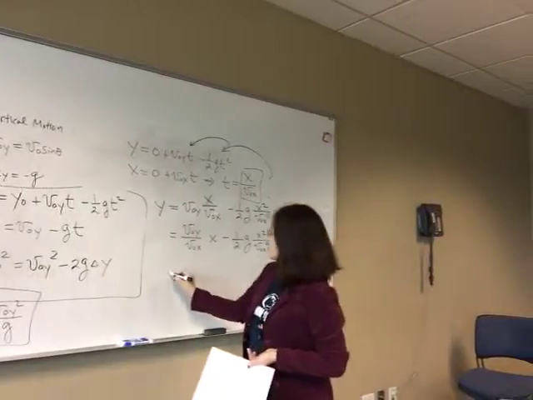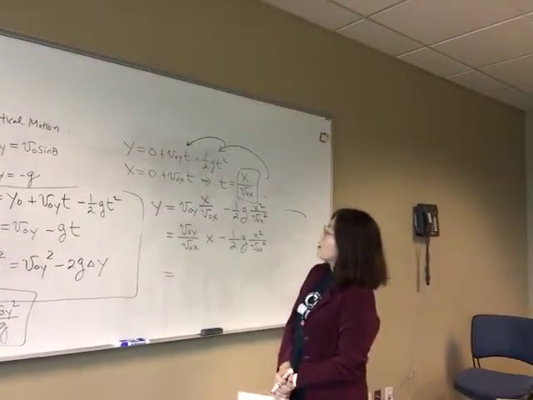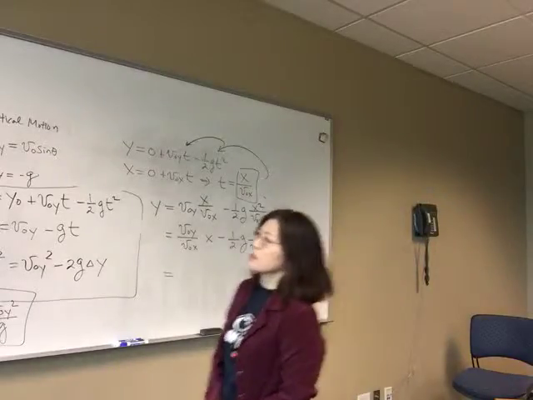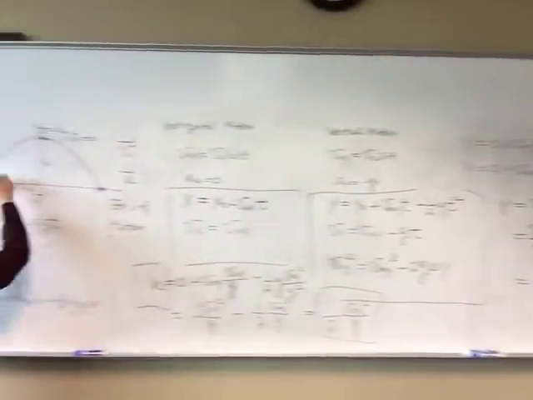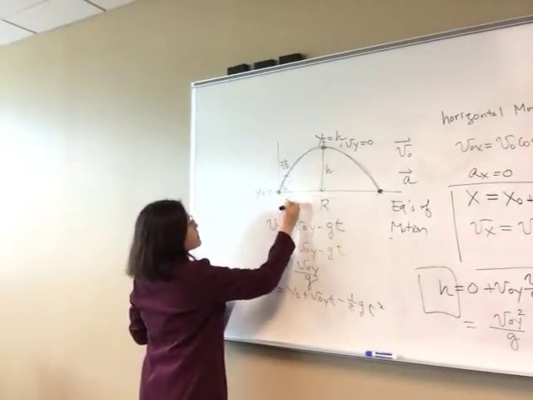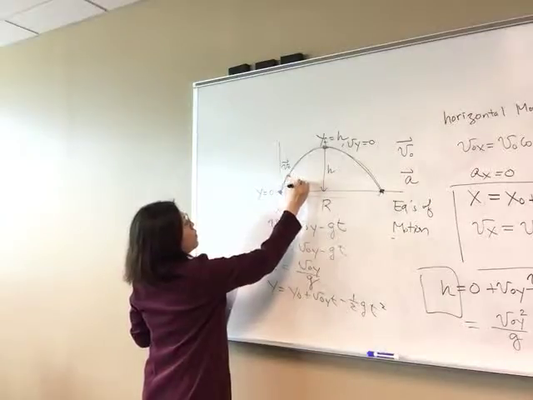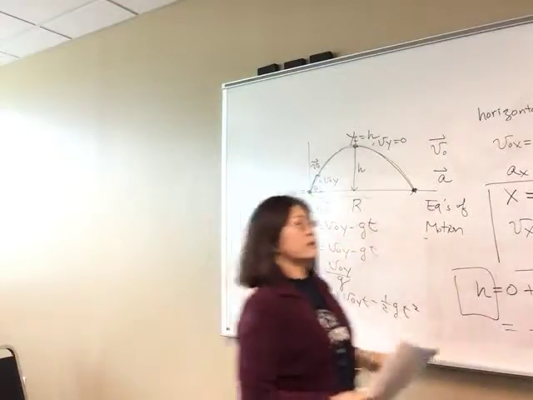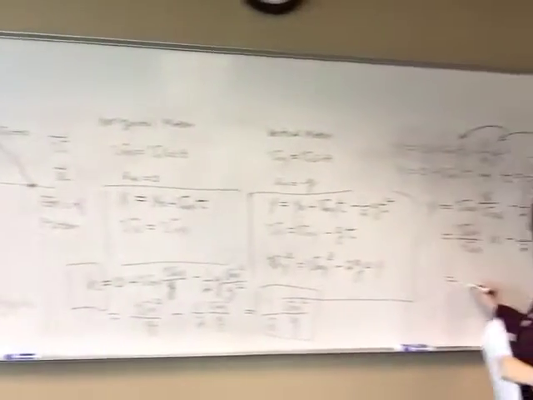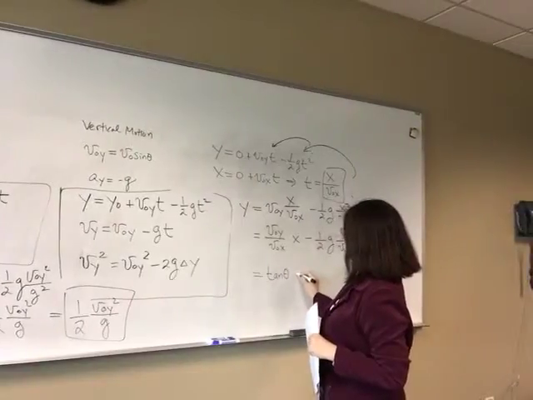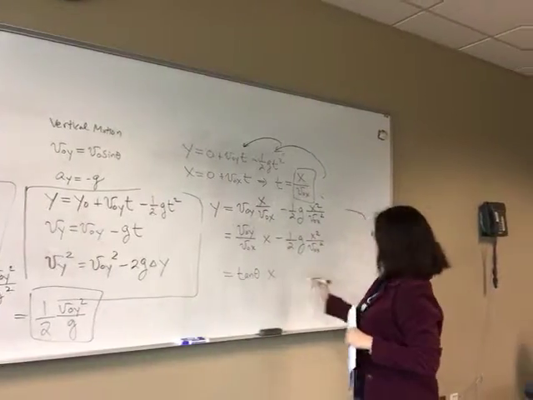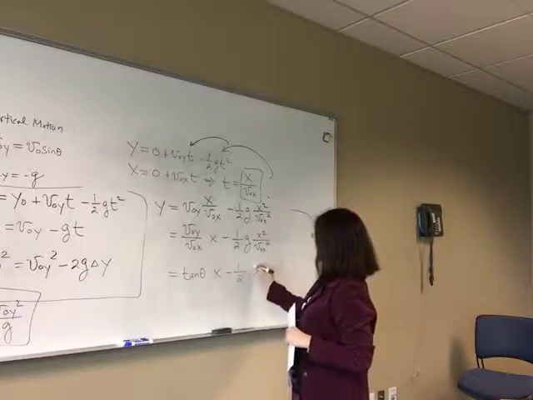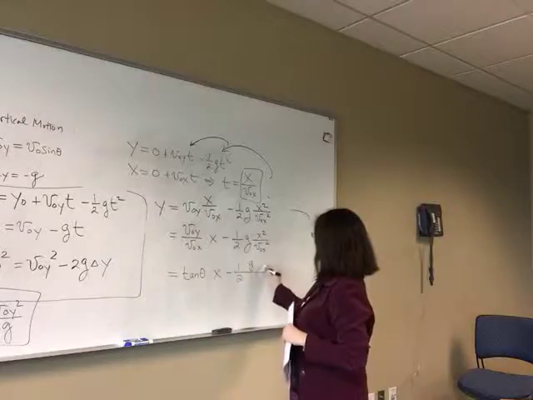Now let's look at this. What is the ratio of the initial vertical velocity to the horizontal velocity? If we look at this diagram, you have your theta here. So this is your v naught x, and this is your v naught y. So the ratio of v naught y over v naught x just gives you tangent. So you have tangent theta times the horizontal position, and then minus 1/2, and then you have your g, and then x squared.